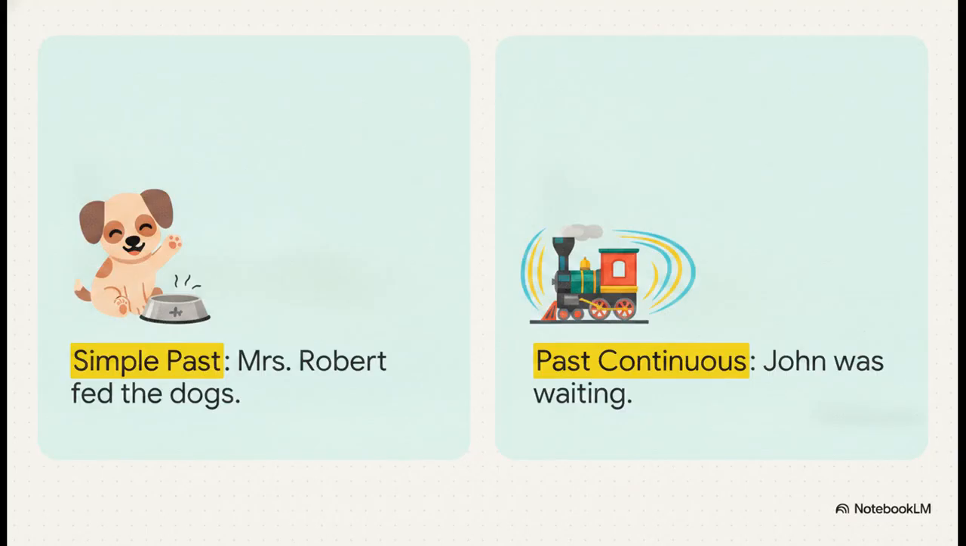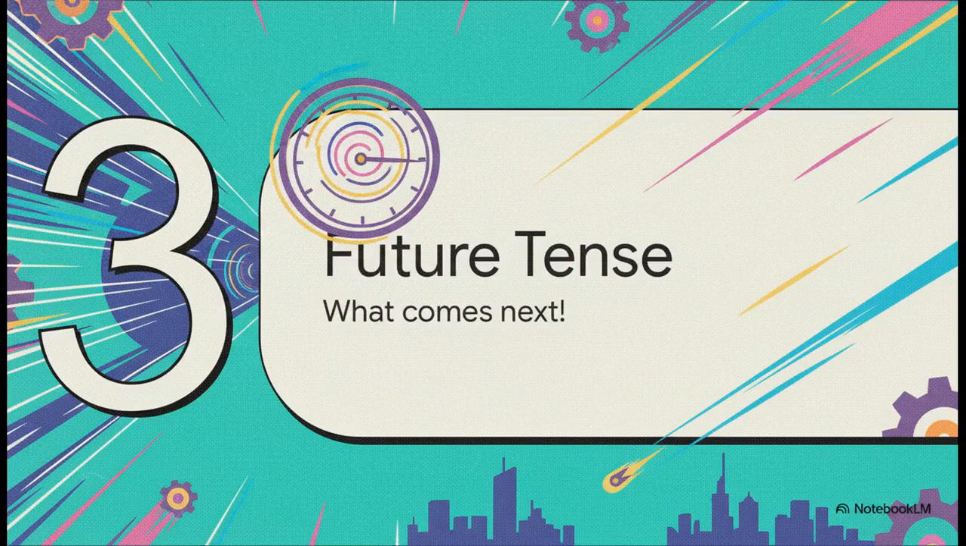Just like the present, the past has different flavors. Simple past is totally done and dusted. Mrs. Robert fed the stray dogs. But check out the past continuous. Notice how it uses the helping verbs was or were plus our magic ing beam. Jean was waiting for the train. This shows us an action that kept going on for a while in the past, usually right before something else happened. Push that throttle forward.